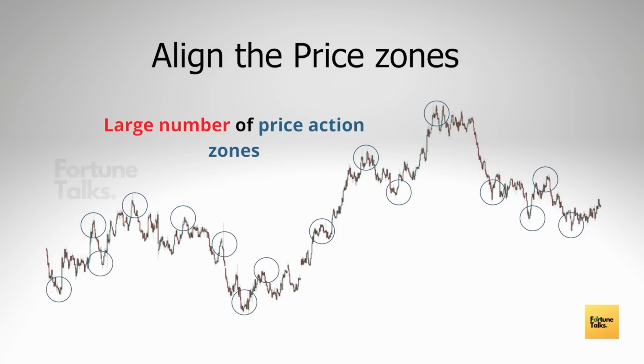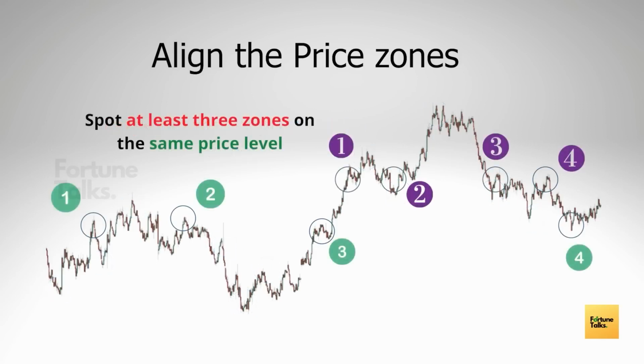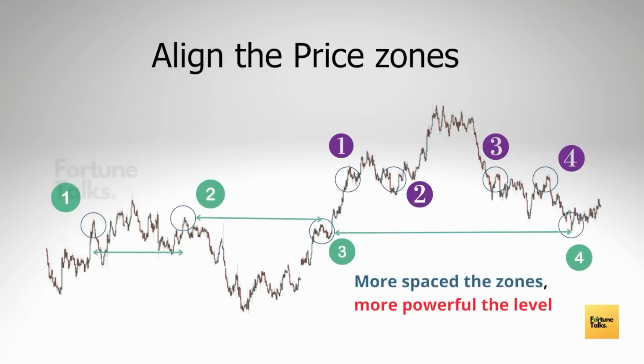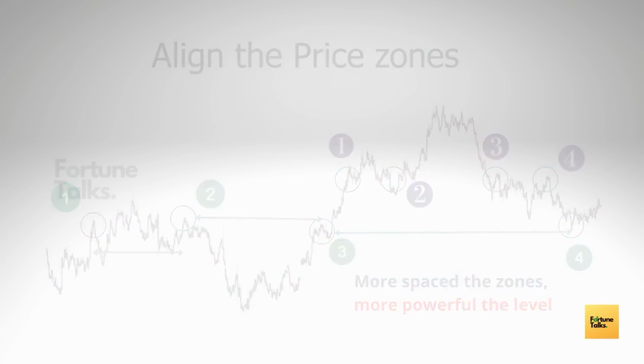But we don't have to track down all these price levels. The trick is to identify at least 3 price action zones at the same price level. But a critical point to note while identifying these price action zones is to make sure that they are well spaced in time, meaning there should be a good time difference between the two levels spotted. The more the distance between the two price action zones, the more powerful the support resistance identification, or we can say the support or resistance is a major price level.